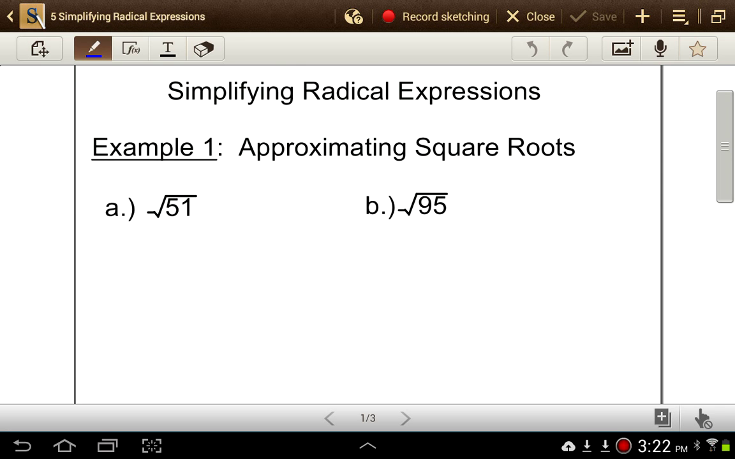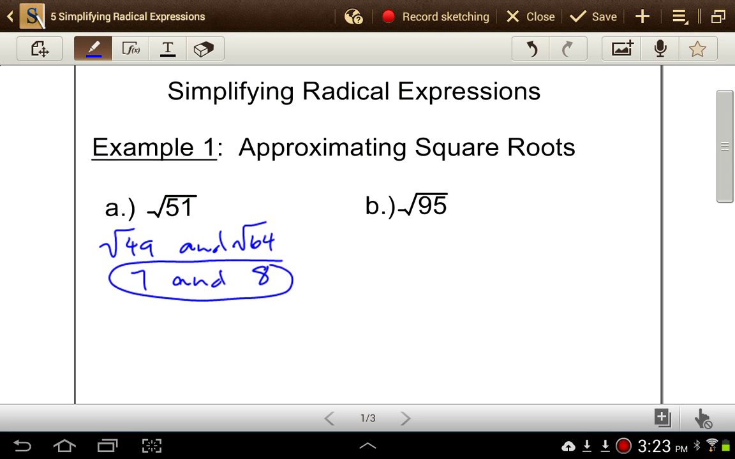When we approximate, guys, all I want you to do for this one is to find the whole numbers that it is between, and then graph your answer. So if we're going to approximate the square root of 51, we first have to think about what perfect squares 51 is between, and that would be the square root of 49 and the square root of 64. Because the square root of 49 is 7, the square root of 64 is 8. So our answer for the square root of 51 is between 7 and 8.